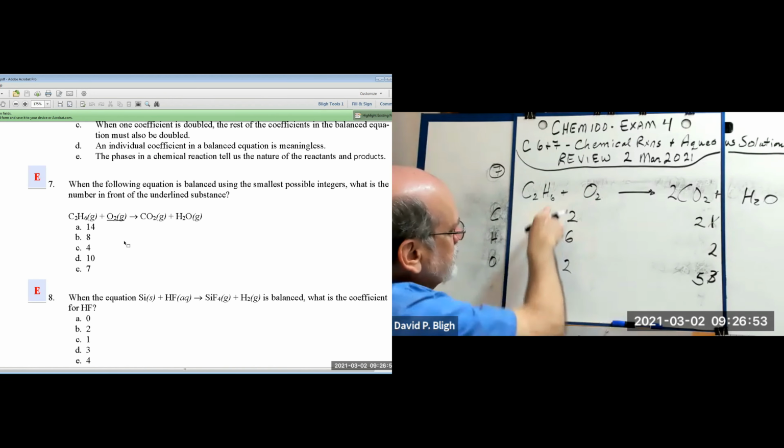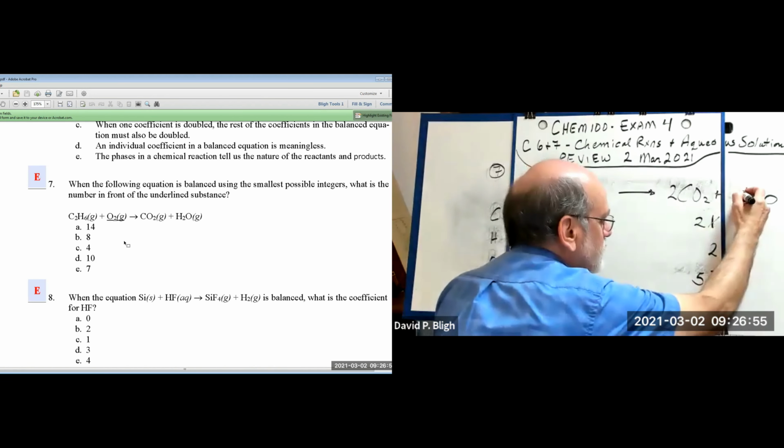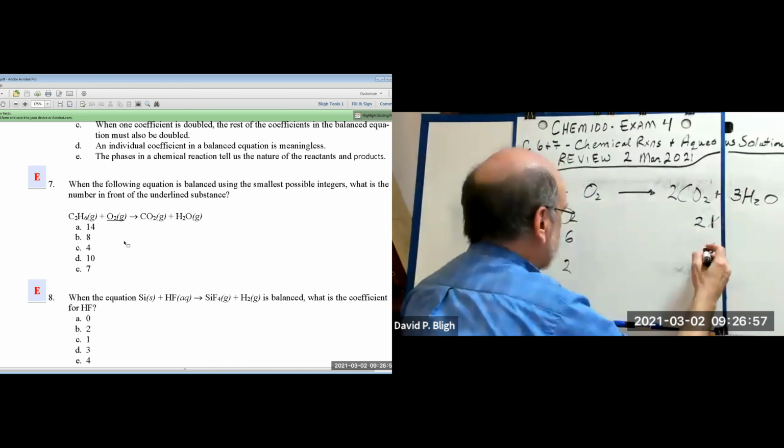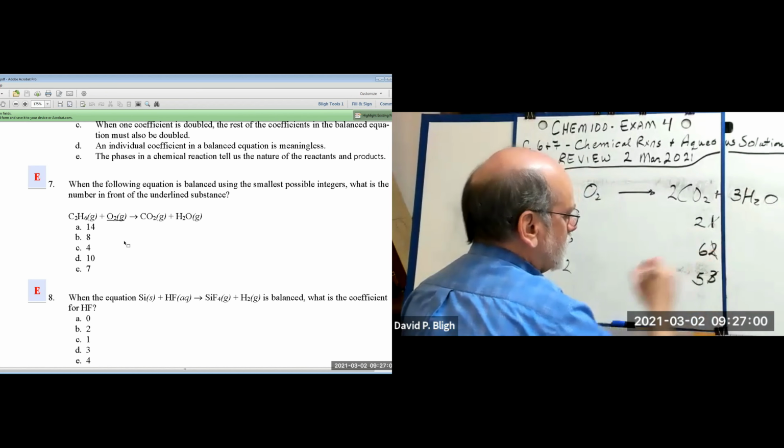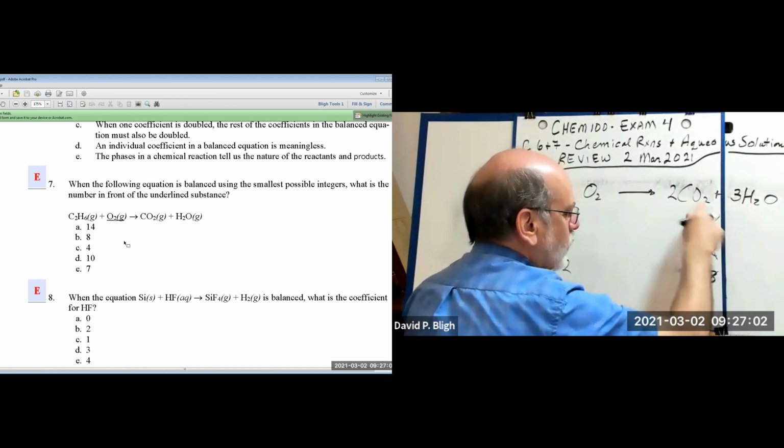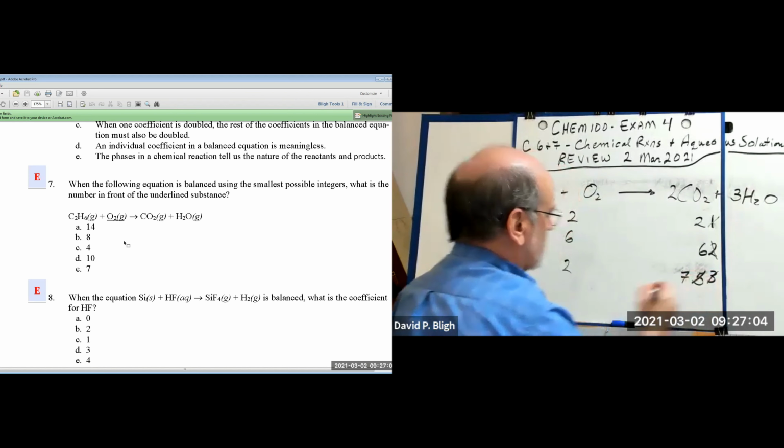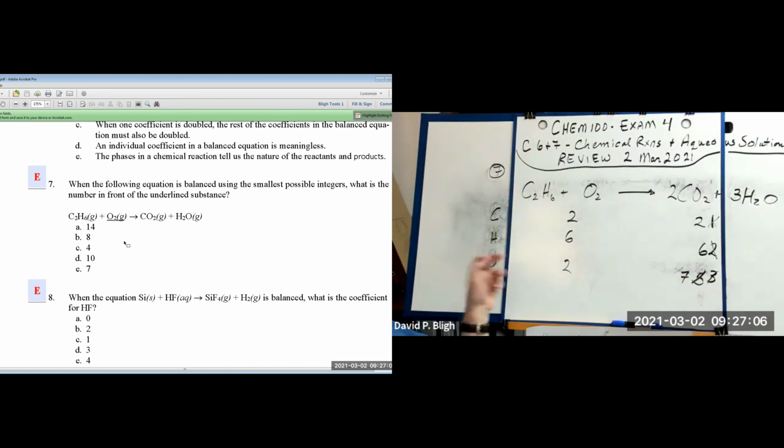So now for hydrogen, we need 6 on this side. So we'll put 3 here. And that makes 6 hydrogen. It also makes 3 plus 4 is 7 oxygens. Carbon and hydrogen are balanced. Now all we have to do is get 7 oxygens out of that.